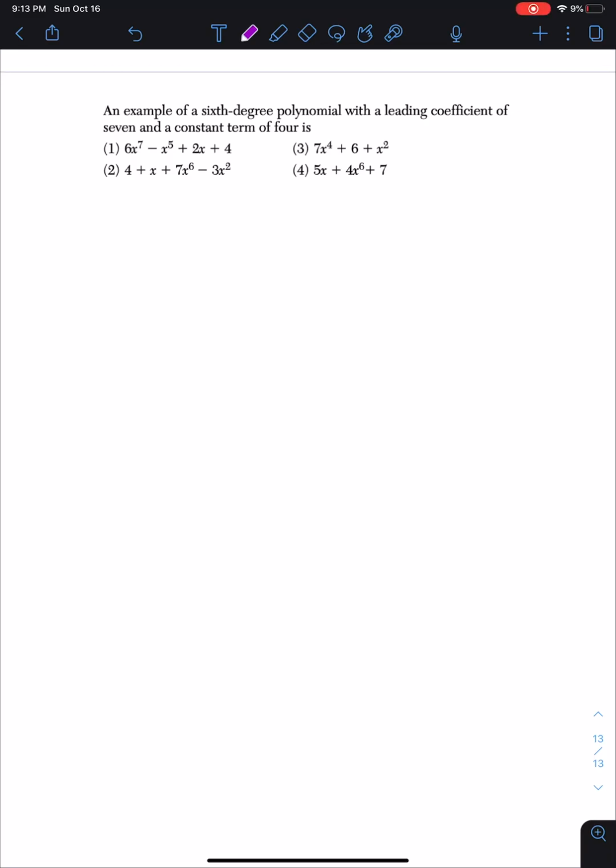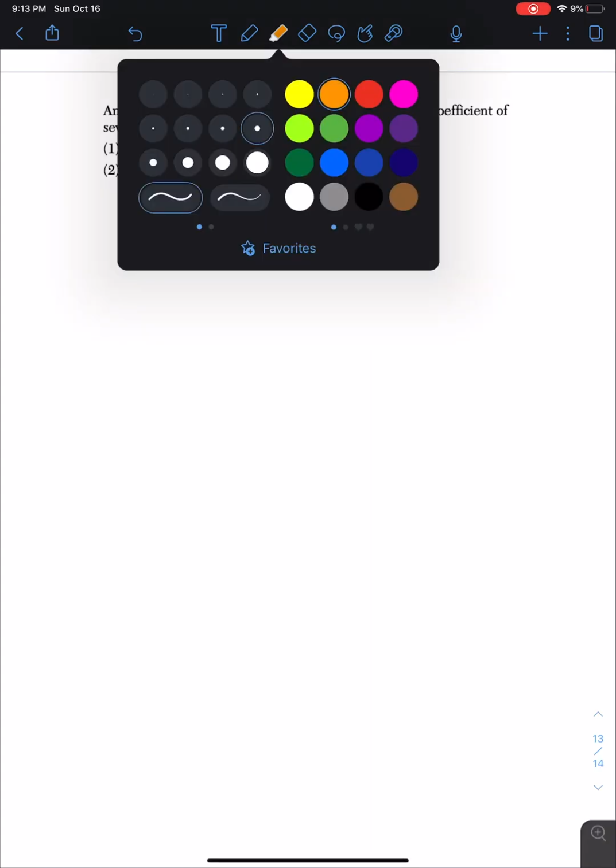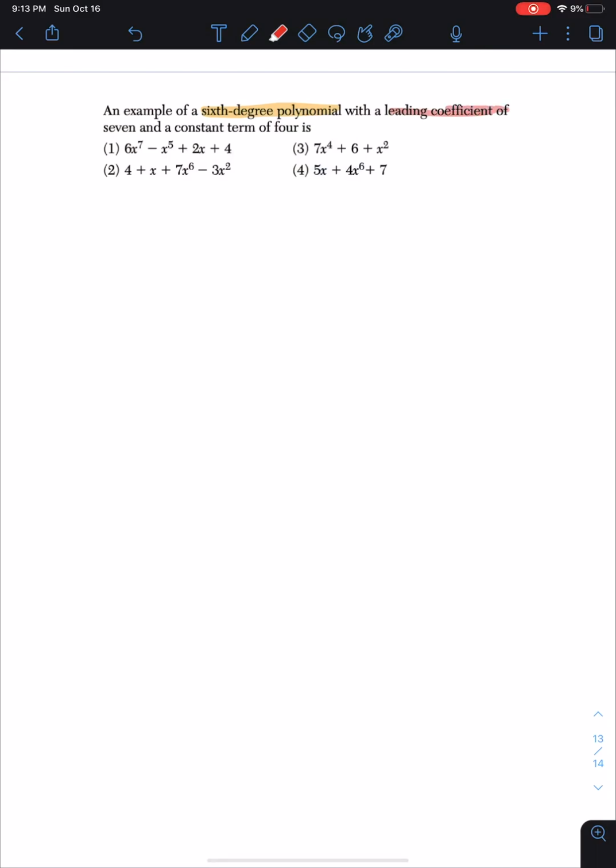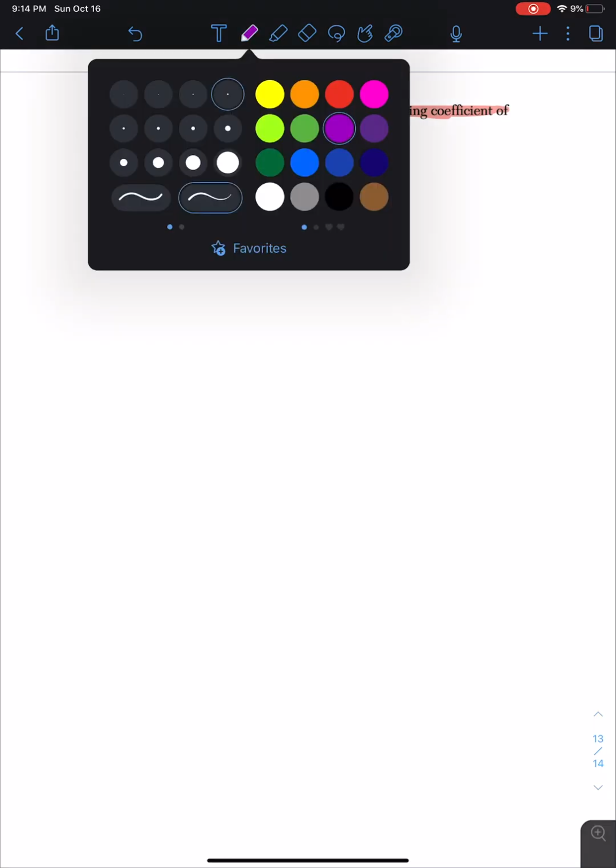This problem is asking to pick a choice that shows an example of a 6th-degree polynomial with a leading coefficient of 7 and a constant term of 4. So this is really asking me for a few things: a 6th-degree polynomial, a leading coefficient of 7, and a constant term of 4.